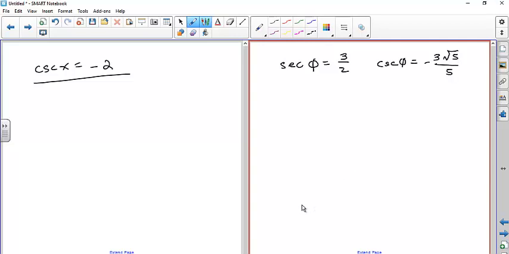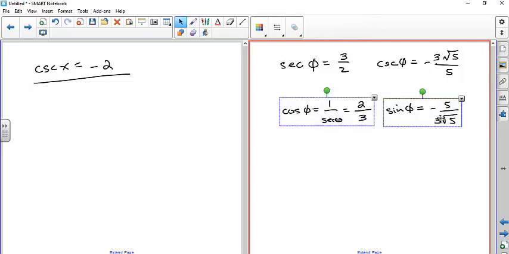Okay, so as we said, the first thing you do is you do the reciprocal identities, the reciprocal functions. So the cosine is 1 over the secant. So here we get 2/3 instead of 3/2. And the reciprocal of the sine, cosecant is a sine, so you get negative 5 divided by 3 times the square root of 5.